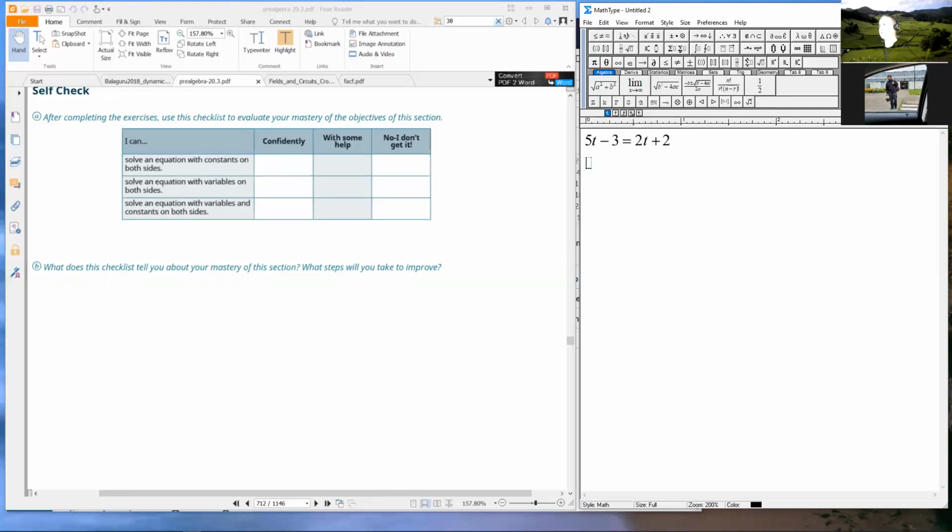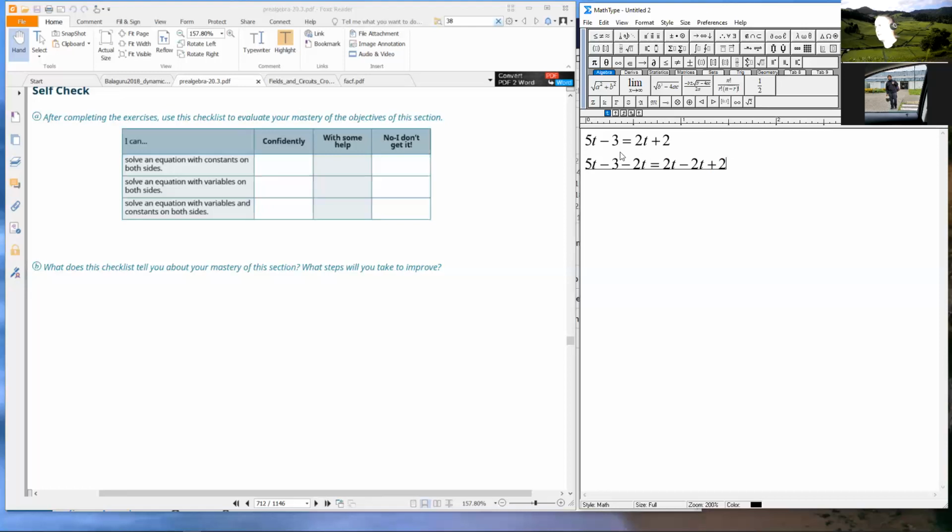So what I can do is I can rewrite this as 5t minus 3, and then I'm going to subtract minus 2t from both sides of the equation, and that's equal to 2t minus 2t plus 2. See, what I've done here is I've said, well, this is just a number, so I can subtract any real number from both sides of the equation, and it doesn't change it.